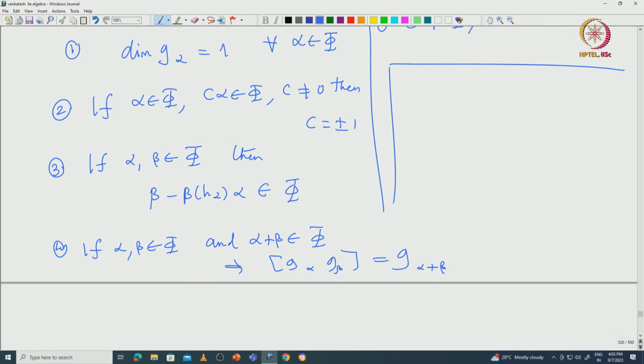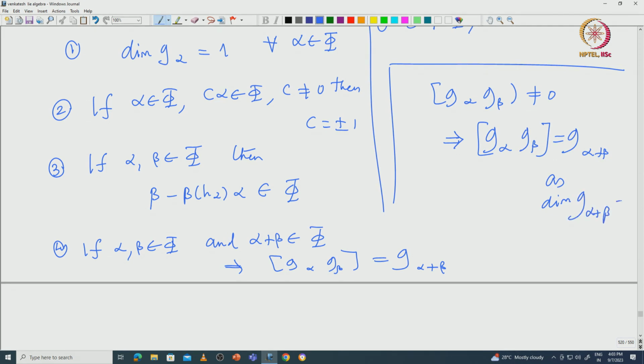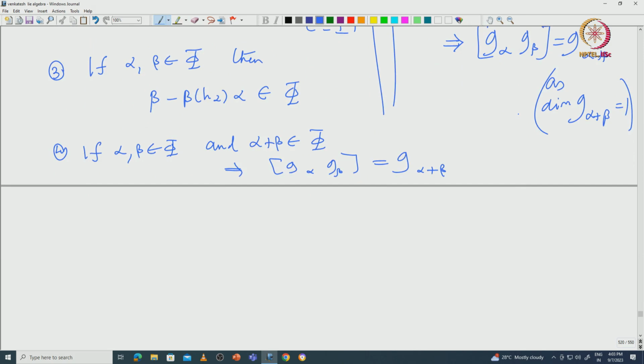If [G alpha, G beta] is non-zero, then that would force immediately that the bracket must be equal to G alpha plus beta, as the dimension of G alpha plus beta can be at most 1. Okay, so that is how we can see. But why must the bracket [G alpha, G beta] be non-zero?